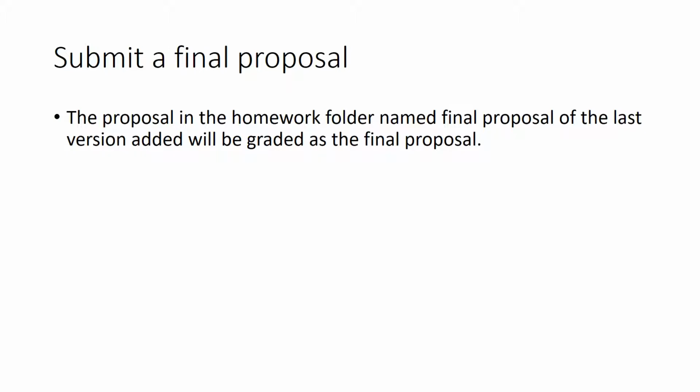So when you go to submit your final proposal, know that the proposal is in the homework folder named Final Proposal, or the last version added will be graded as the final proposal. So I'm not going to go in there and, if you don't have one named Final Proposal, I'm not going to grade it. It's not going to be like that. If you have a proposal in your homework folder, the newest one, the last one added, is the one that I'm going to grade.